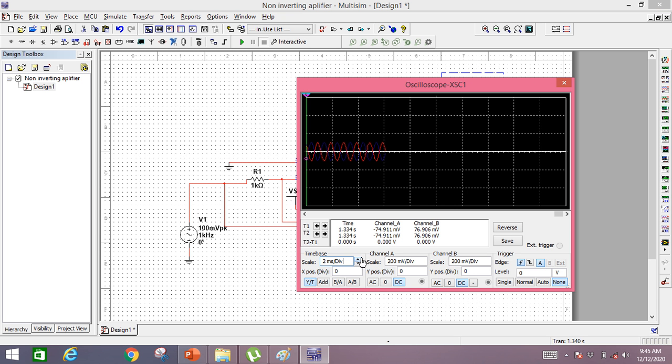If I make it having 180-degree phase shift, the gain is equal to -1, so the output voltage is equal to the gain into the input voltage. So the gain is equal to -1, so the input voltage is exactly equal to the output voltage having 180-degree phase shift.